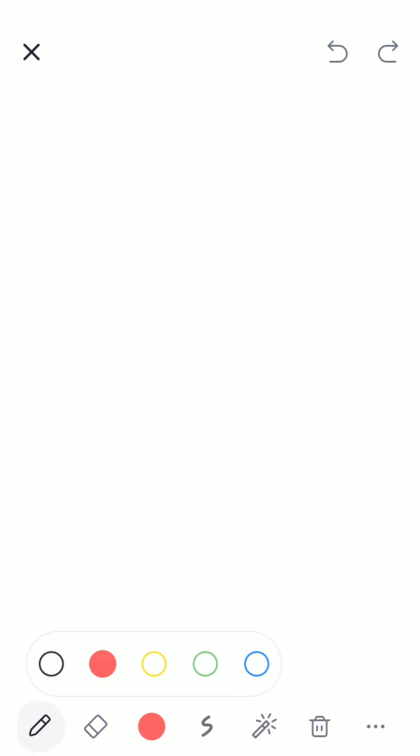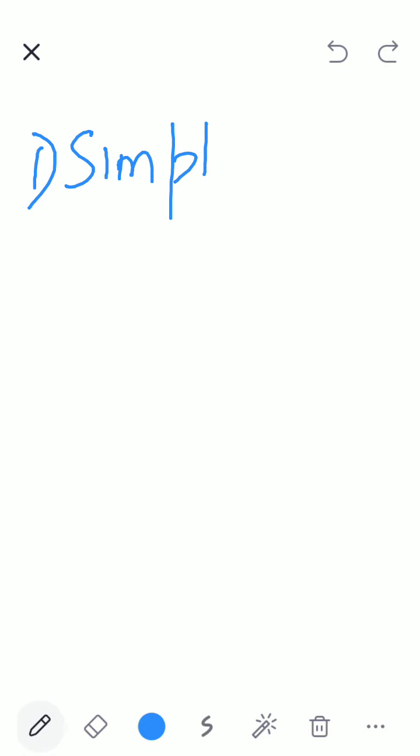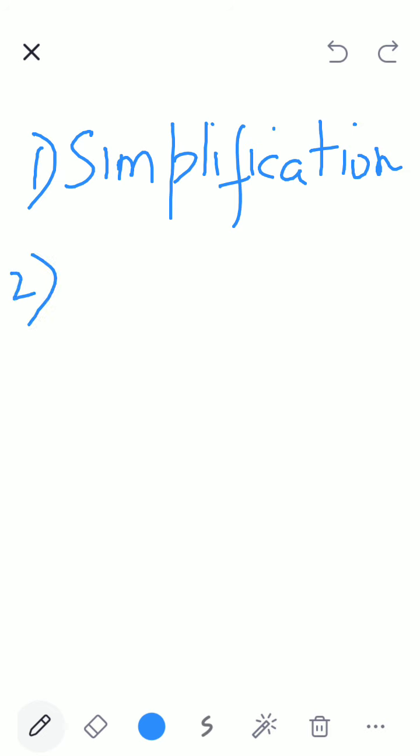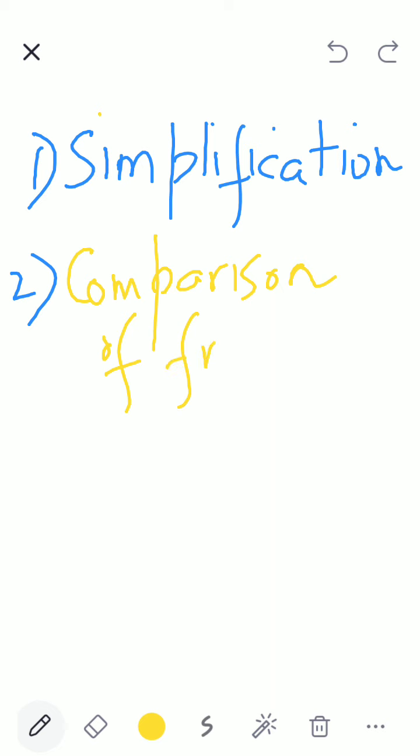Okay. So, quick recap. Yesterday we learned two things: simplification of a fraction, and what was the second thing? Yes. Comparison of fractions. During comparison of fractions, we all know the meaning of comparison, right?